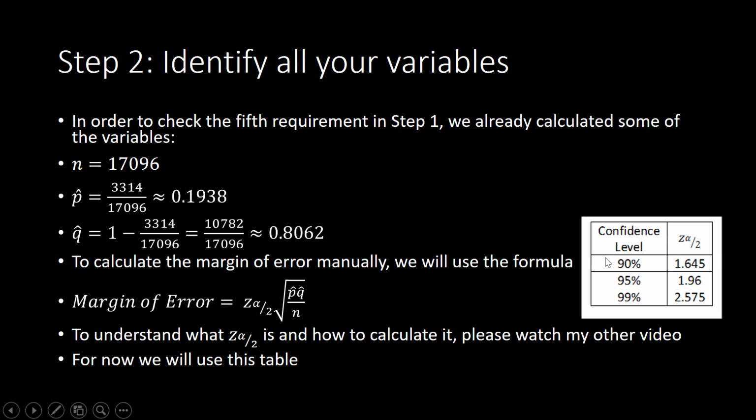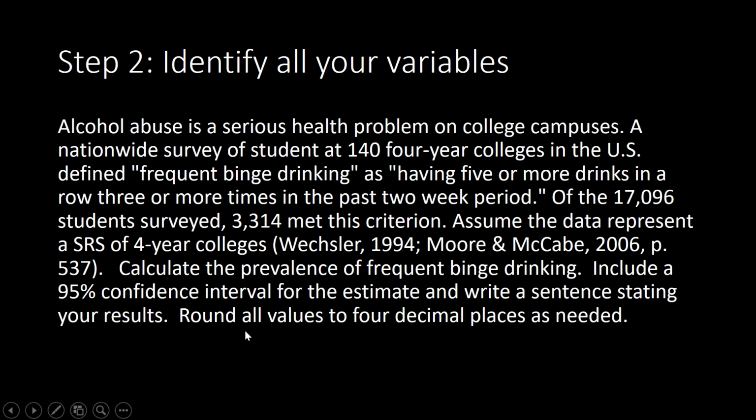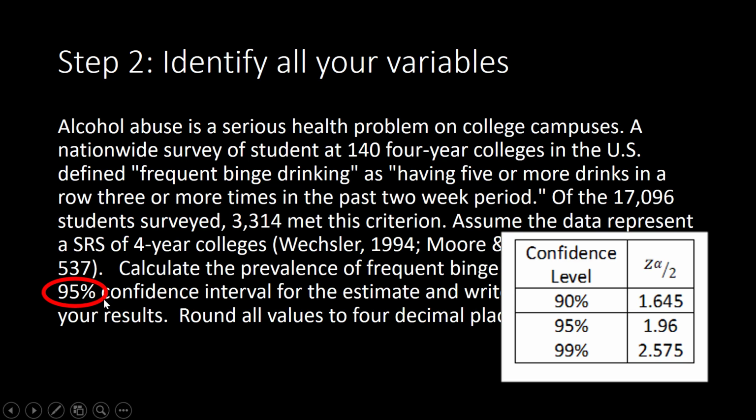For now, we will use this table here to figure out which z value we need based on the confidence level. Let's go back to our problem statement to remember what confidence level we are being asked to find. Here you can see that we're being asked to find a 95% confidence level. So what does that mean? That means that our z value here is 1.96. Again, to understand how to get from the confidence level to the z value, please watch that video.